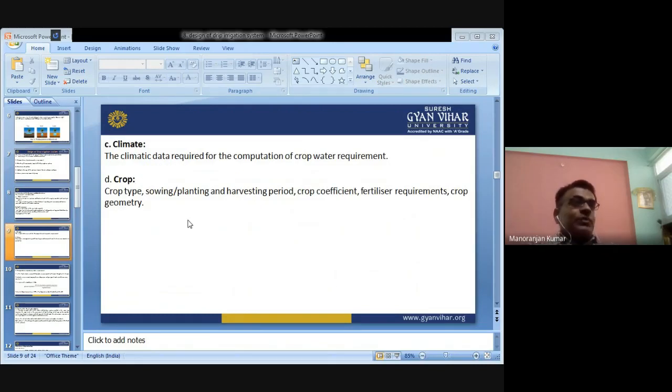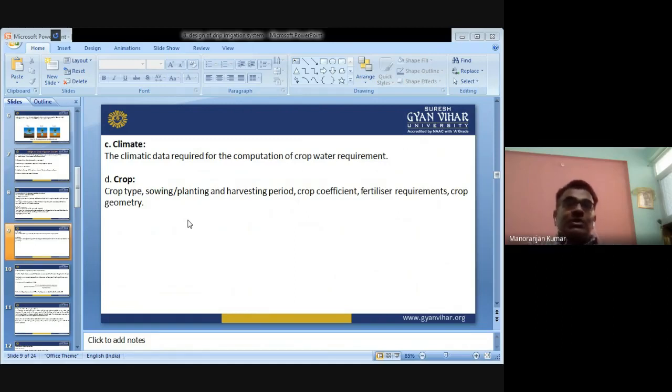We should collect the data about the climate in that area, the climatic data required for the computation of crop water requirement. Fourth one is crop. Which type of crops the farmer wants to grow? What is the crop, the type of the crop? Okay, what is the sowing period or planting period and harvesting period of that crop? We should know this data.